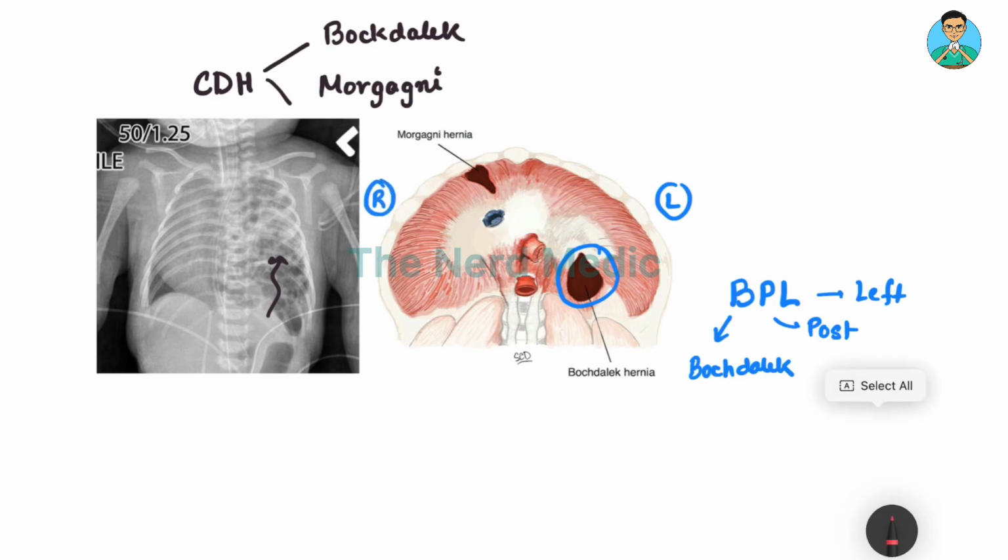On the other hand, if we talk about Morgagni hernia, I remember something known as MRA. MRA is, in simple terms, magnetic resonance angiography or MR angiography. From this, you can remember that Morgagni hernia occurs on the right side and it occurs anteriorly, as you can see over here.